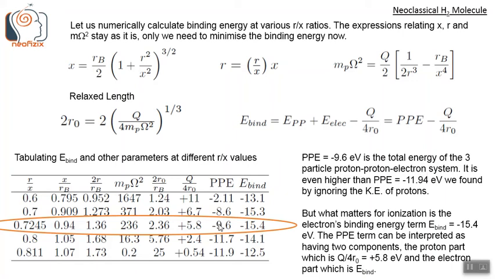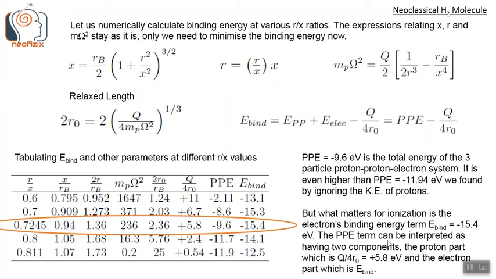So here it is even higher than the PPE equals minus 11.94 electron volt we found by ignoring the kinetic energy of the protons in the previous analysis. So we expected a lower minus 16.4 electron volts, but we have ended up with a total energy of this system, PPE equals minus 9.6, which is higher than minus 11.94. But what matters for the ionization is the electron's binding energy term E bind, not this PPE, but E bind, which is minus 15.4 electron volt.